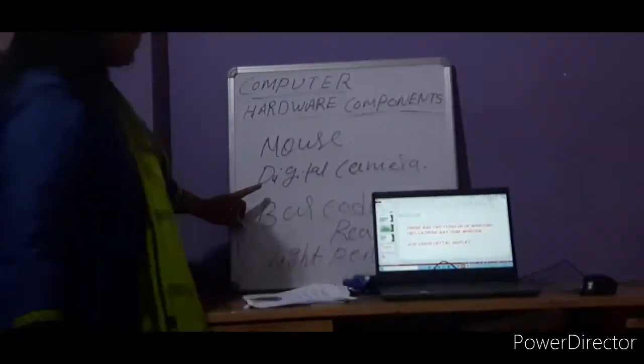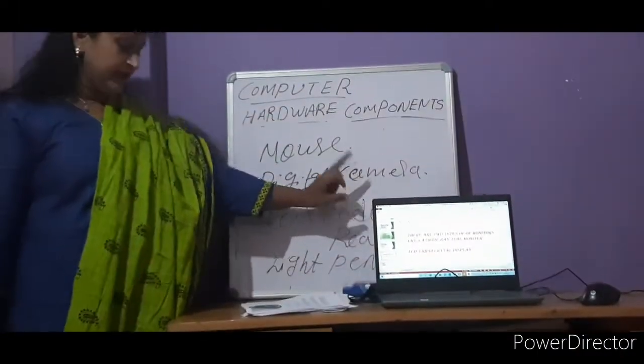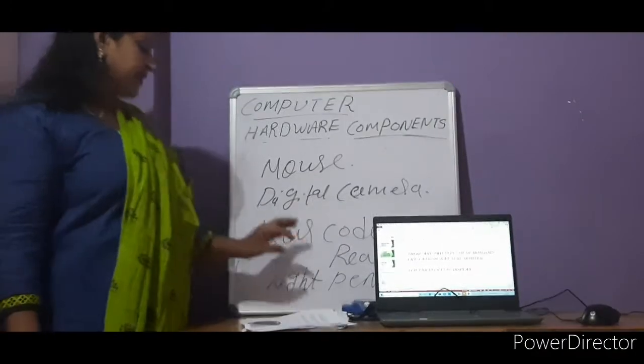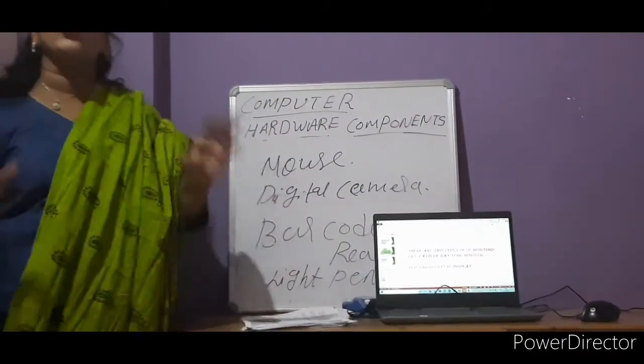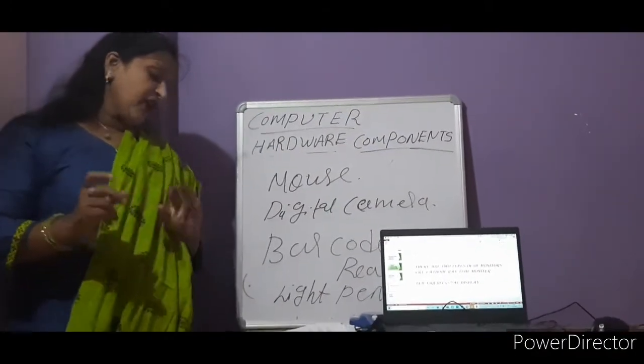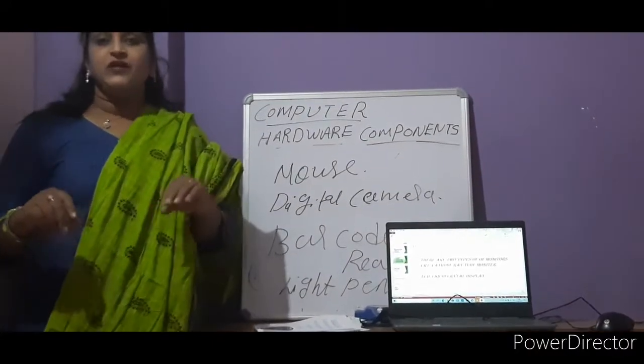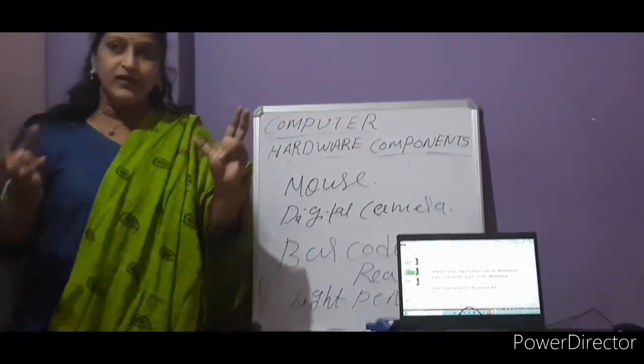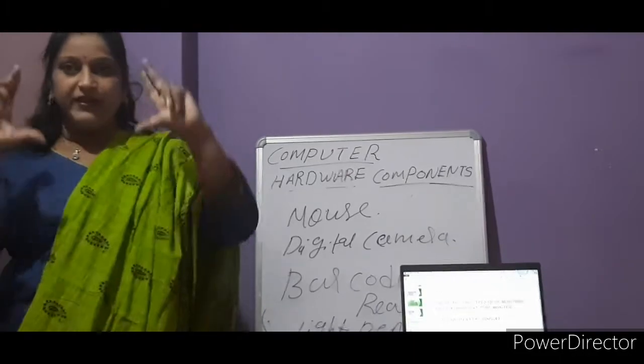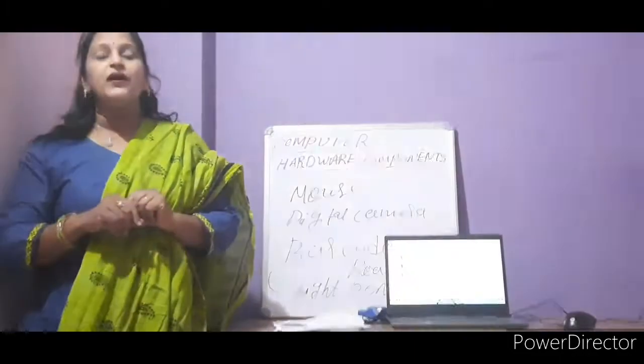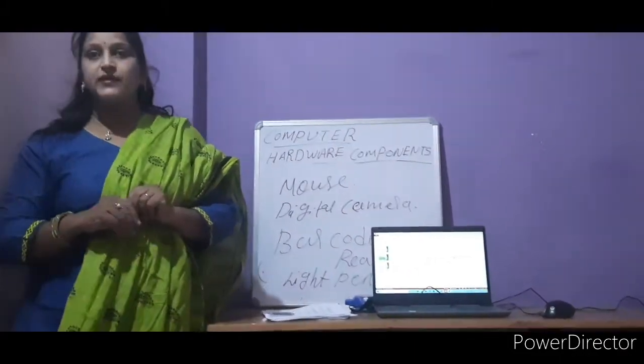Okay. Now next, we will study the digital camera. What do you mean by digital camera? The digital camera is the camera that takes photographs and stores them in the computer. When we take the photos, they go directly into the computer. That is called a digital camera.